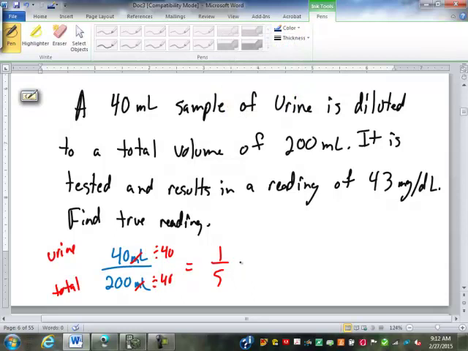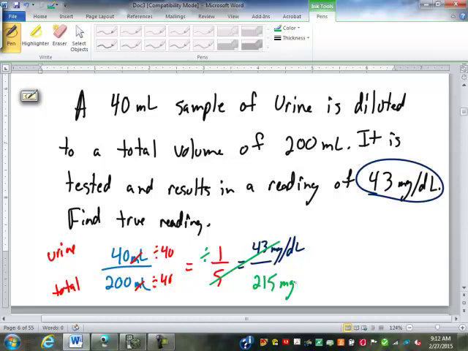What are we going to do with the 1 in 5? Okay, the 43 goes on top. Again, that is the diluted value. That's after we've diluted it with water. So we know that value is going to be smaller than the true value. And we'll cross multiply and divide. 5 times 43 divided by 1 is what? 215 milligrams per deciliter.